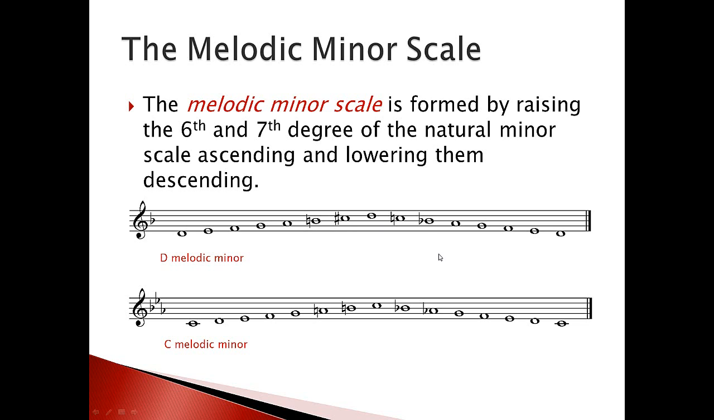So here's D melodic minor, sorry. Here's how we did it to C melodic minor. We had A flat and B flat, which we raised to A natural and B natural on the way up, and then we lowered them back to B flat and A flat on the way down. So that is the melodic minor scale. Raise 6 and 7 going up, lower them coming down.